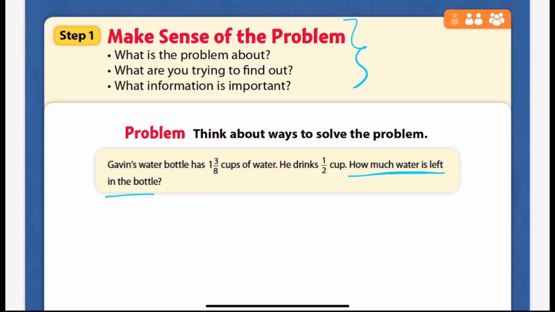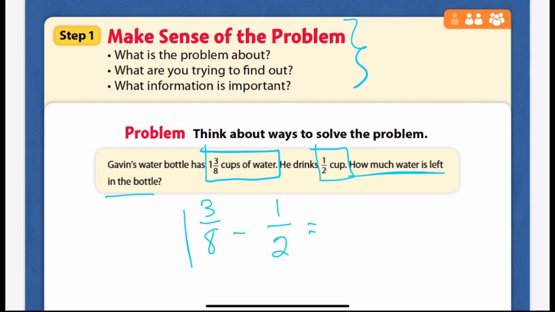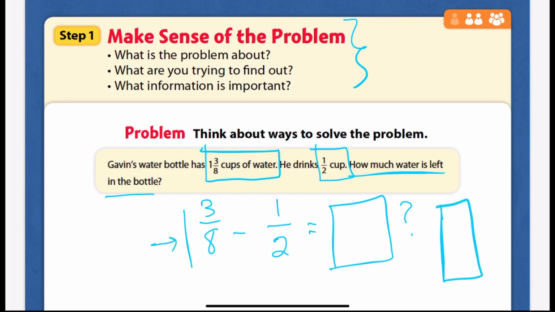What information is important? Well, we need to know how much he starts off with and then how much he drinks to know how much is left, right? So we have our important information. So it looks as if we have 1 3/8 as our whole, and we are taking away the part of 1/2 to find the other part of what is left. So we have this amount right here, 1 3/8. So we're going to take out that 1/2 and then see how much is left.